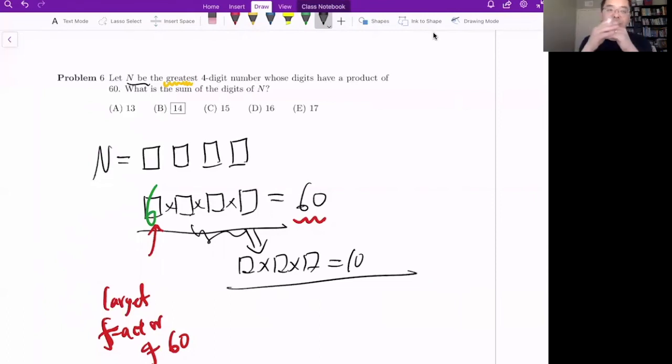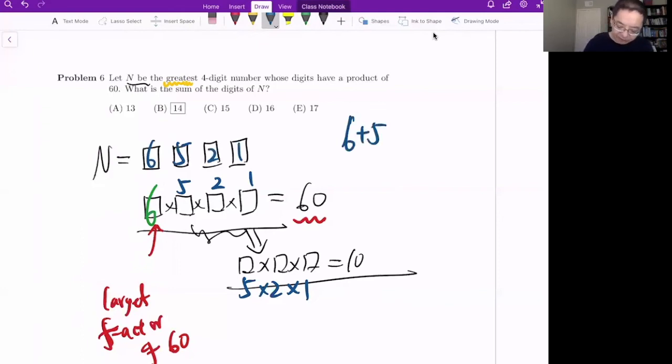So I'm going to do the same thing. I ask myself, okay, 10. I'm going to factorize this, and I'm trying to find the largest way so that I have this 3-digit number. Well, obviously what I should do is put this one as 5, right? So this one times 2 times 1. Combining all those reasonings together, we get this is 5, this is 2, and this is 1. So n equals 6521, right? So the sum of digits, 6 plus 5 plus 2 plus 1, is 14.